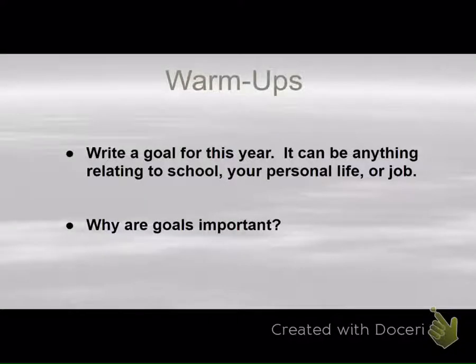So once you have your goal for this year, then think about why your goals are important. Anything relating to it helps you in life. It helps you, I don't know, be more productive, anything like that.